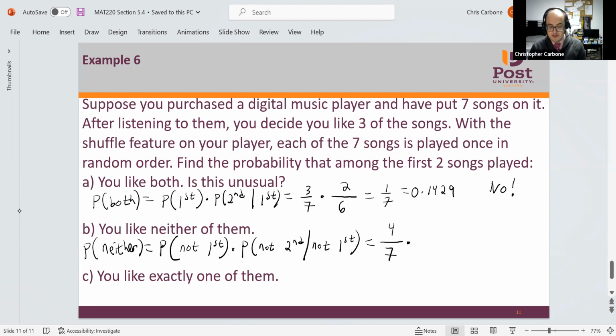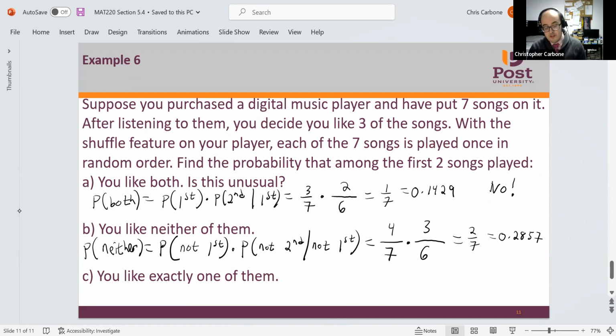And again, same idea. You chose one song already out of 7 songs, now there's 6. And since one of them you did not like, there's now only 3 left that you did not like out of 6. So 4/7 times 3/6. This is 2/7, or a probability of 0.2857, about 28%. An increased amount there.